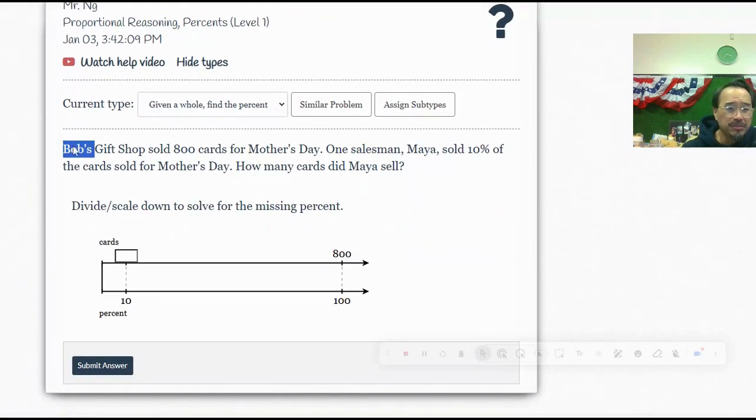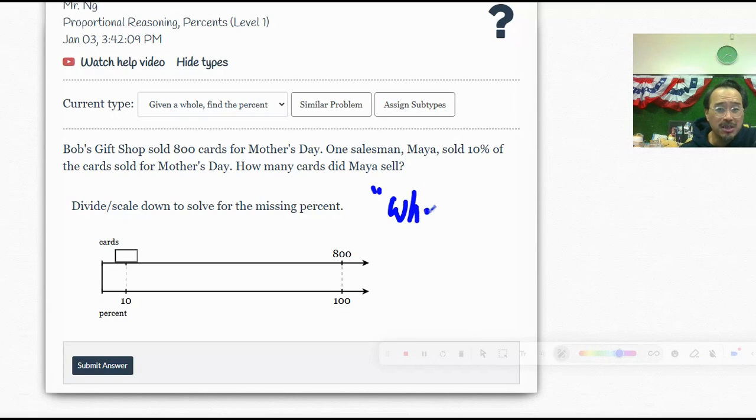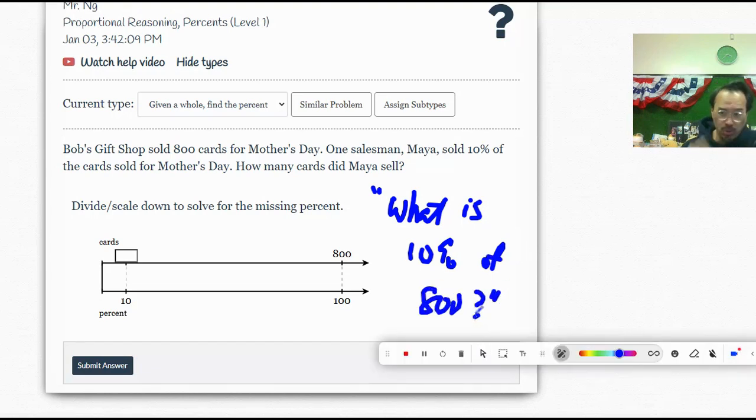Bob's gift shop sold 800 cards for Mother's Day. One salesperson, Maya, sold 10% of all the cards that were sold. I don't know why you need a salesperson to sell cards, but anyway, they sold 800 cards total. So how many cards did Maya sell? What's the math question here? The math question is something like, what is 10% of 800? That's a type A question.